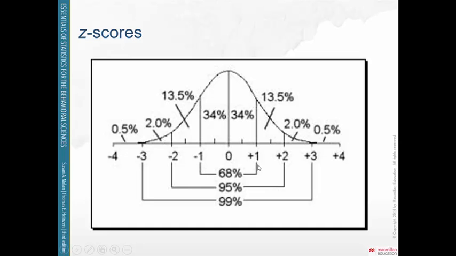So these numbers here, +1, +2, +3, these are actually z-scores. -1, -2, -3, these are z-scores. If you got a z-score of +1, it would tell us that you scored 1 standard deviation above the mean. If you got a z-score of -2, it would mean that you scored 2 standard deviations below the mean. Z-scores are on what we call standard deviation units. So if you have a z-score of 2, you are 2 standard deviations above the mean.